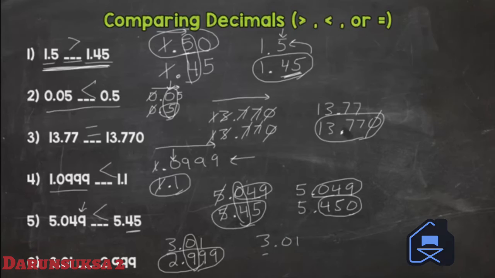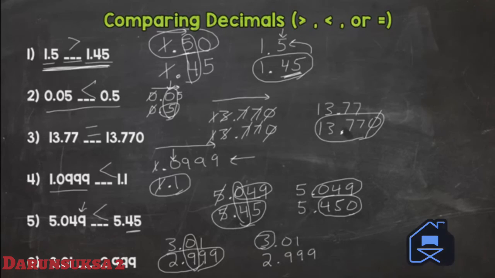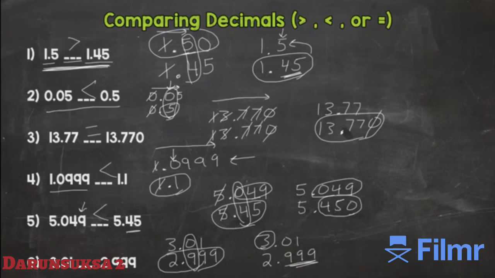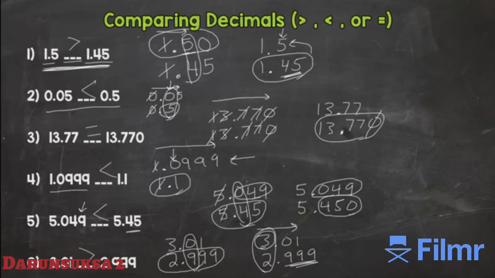Always check your whole numbers first, right? This has a 3 in the whole number, so it doesn't matter what this one has for a decimal, right? 3 wholes is automatically greater than 2 wholes. Go left to right. So 3 and 1/100th is greater than 2 and 999 thousandths.